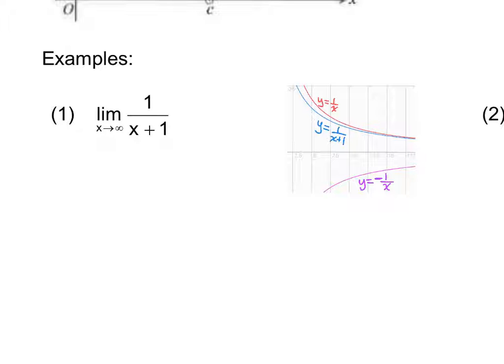One's going to hit 0 from the bottom side, the other's going to hit 0 from the top side. If the blue one is trapped in between the red and the purple, then eventually it's got to have the same limit. Because if it's always bounded between the red and the purple, and the red and purple are converging on 0, then the blue one must also converge on 0. But what we need to do is prove that.